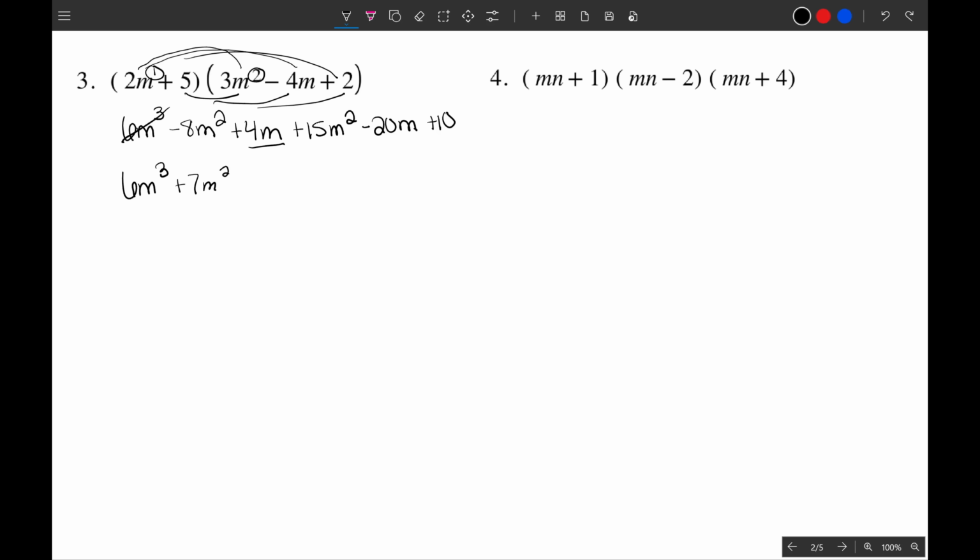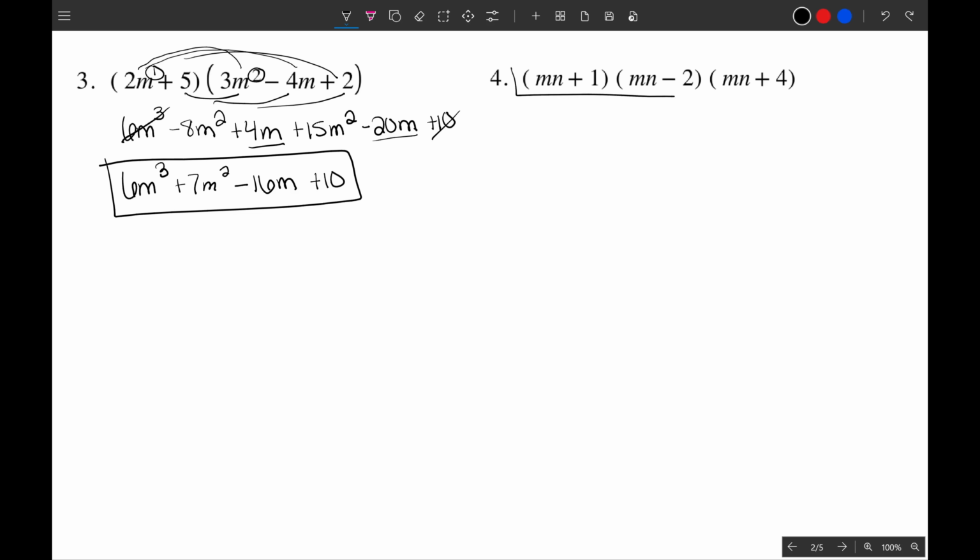Then I have 4 and negative 20m. That will give me negative 16m. And then the 10 all by itself, so plus 10. On number 4, you're multiplying 3 separate polynomials. So you're going to start with the first 2 and multiply those through together.